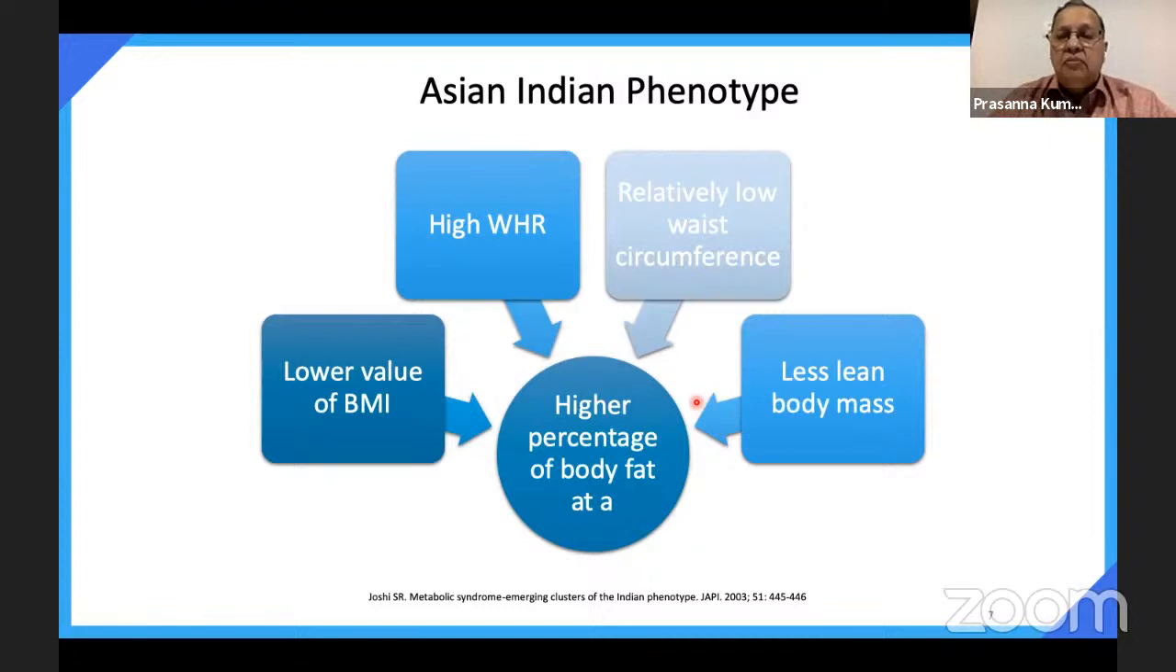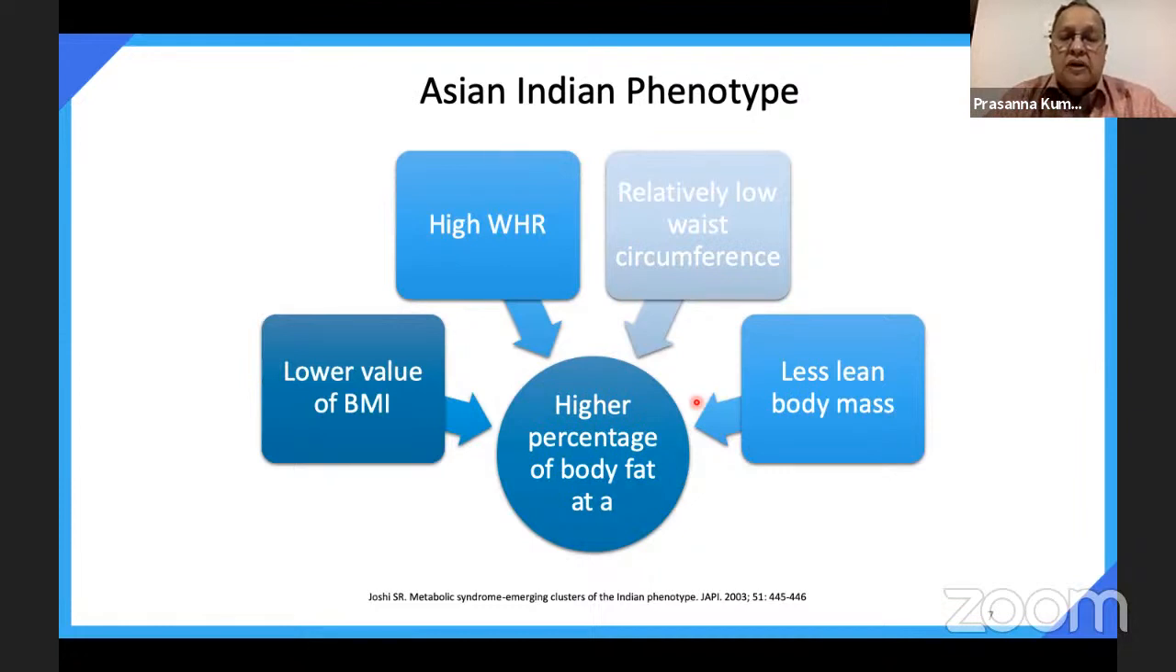And we have less lean mass, as you can see, muscle mass; basically genetically we have less. Because of this low BMI, high waist-hip ratio, and low lean body mass, we have a higher percentage of body fat at a given BMI. And you have seen this YY syndrome where Yajnik has compared with his friend in Europe.